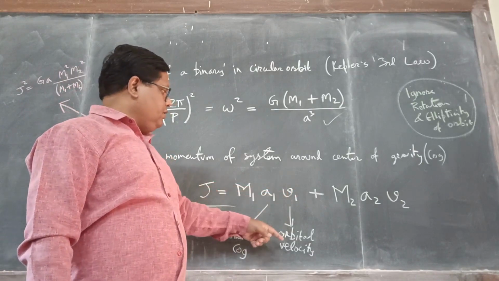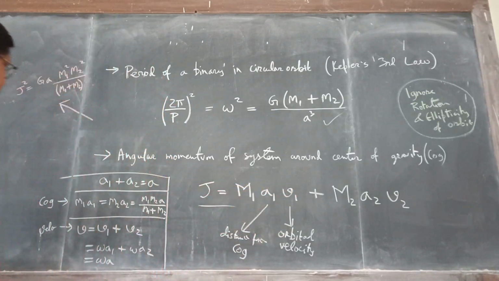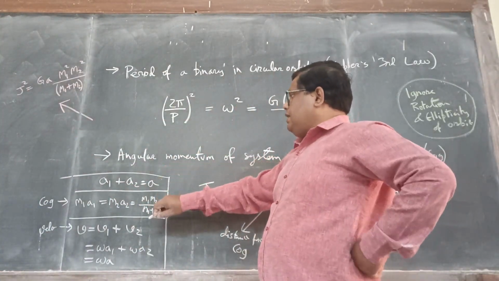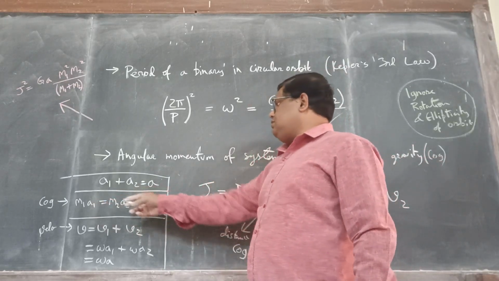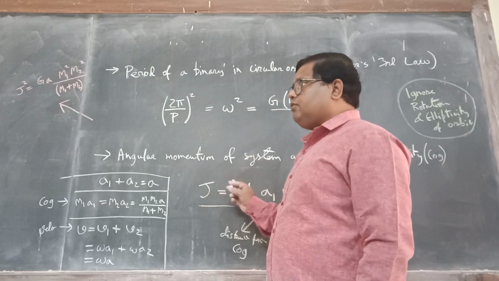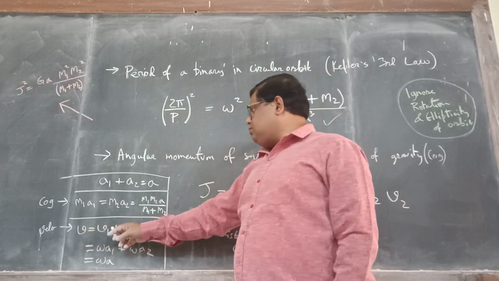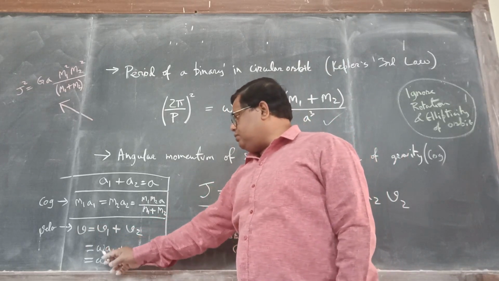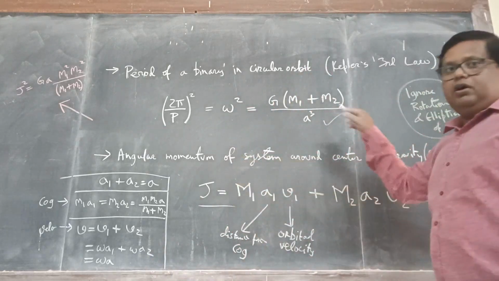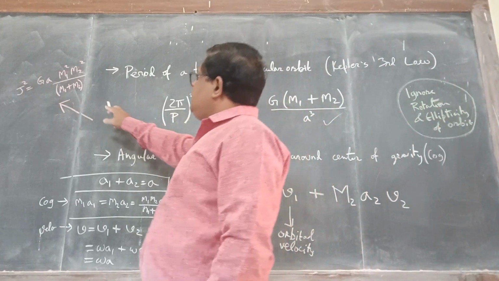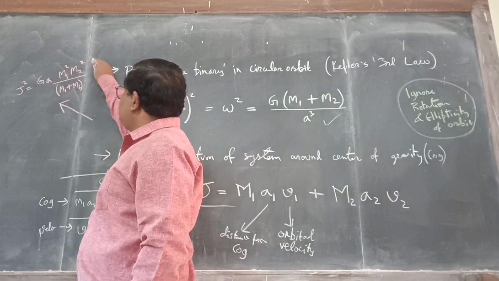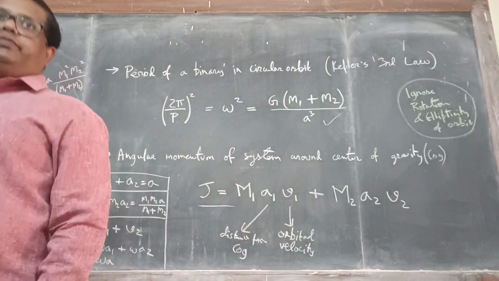And v1 is the orbital velocity of mass m1. Here you can see a1 plus a2 is the total distance a, and the center of gravity is defined using the relation m1 a1 equals m2 a2, which gives a1 equal to m2 a by m1 plus m2. The velocity is v equal to v1 plus v2. I have just written omega a1 and omega a2, so this is just omega times a. Now if we use all these relations, we get the total angular momentum in compact form: J equal to the square root of G a, times m1 squared m2 squared divided by m1 plus m2.